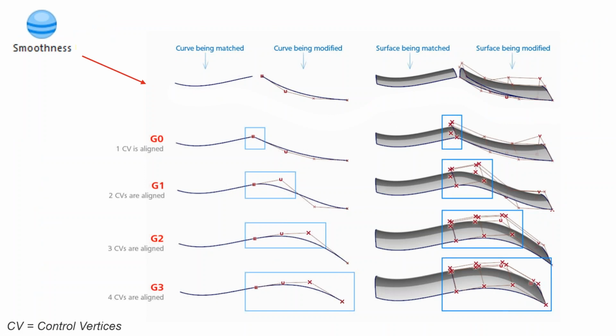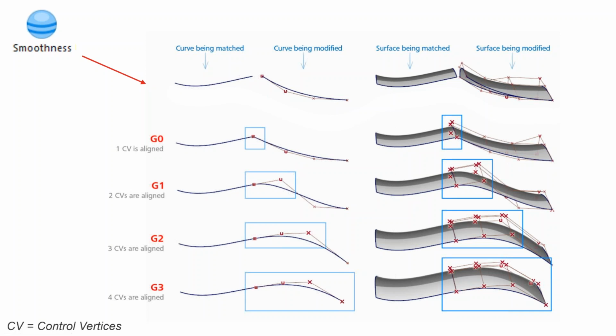When we talk about curvature matching, we talk about the mathematical term G0, 1, 2 or 3 curvature continuity. And what do we mean by that? Well, G0, what we're basically saying is one CV point is aligned. For reference, a CV point is a control vertex. So if you look at the first image here, we've got a curve on the left, and a curve on the right. And the curve on the right we'd like to try and match to the curve on the left, and we have G0 continuity. So in other words, we have a point that matches on each of those edges, and that's classed as G0.